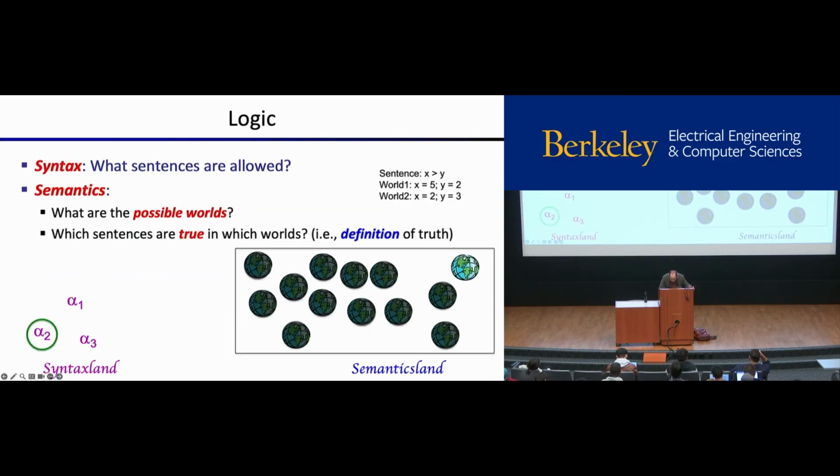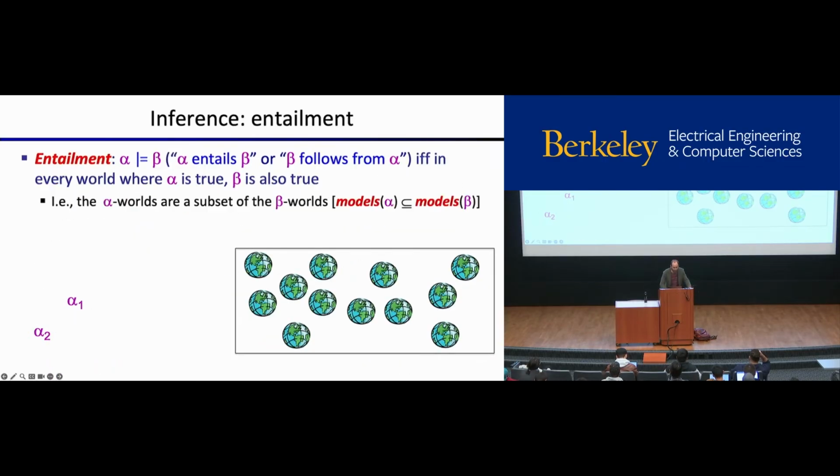Here we go. The possible worlds in which alpha is true are a subset of the possible worlds in which beta is true. That means alpha entails beta.